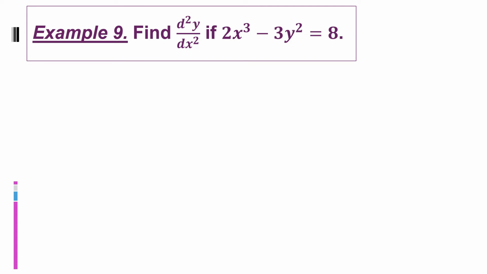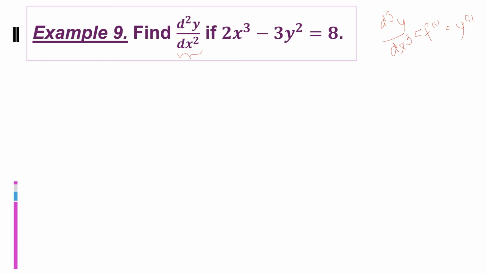Example 9. Ito naman. Find d squared y of dx squared. Ito, ibig sabihin lang nito ay second derivative. So, ganito yung iba pang notation. Okay? So, or d cube y over dx cube. Ibig sabihin naman yan ay third derivative. Okay? Equal lang yan kay f triple prime or kay y triple prime. So, let's find the second derivative if 2x cubed minus 3y squared equals 8.